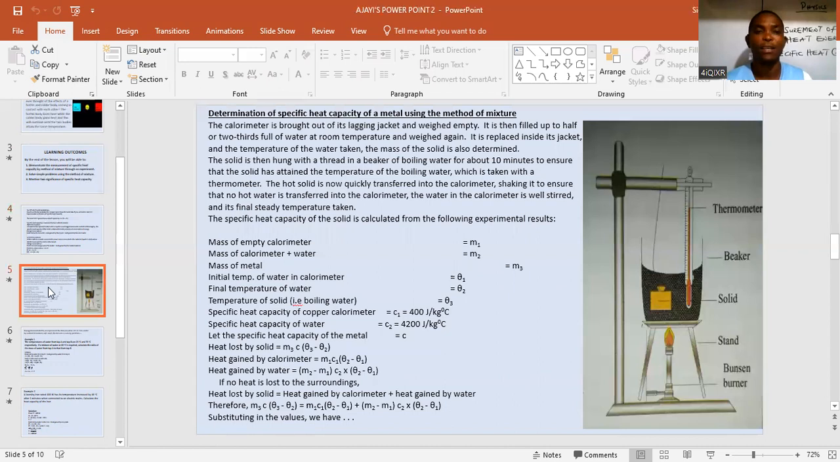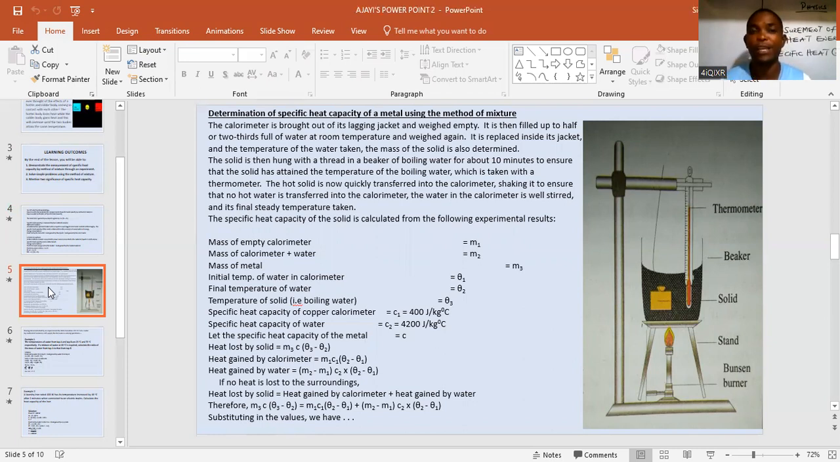Then let's look at the determination of specific heat capacity of a metal using the method of mixture. The calorimeter is brought out of its lagging jackets and weighed empty. It is then filled up to half or two-thirds full of water at room temperature and weighed again. It is replaced inside its jackets and the temperature of water taken. The mass of the solid is also determined.